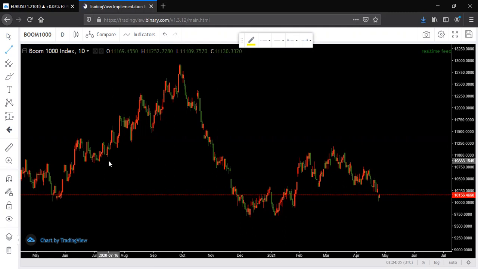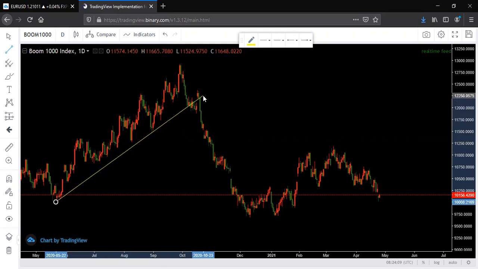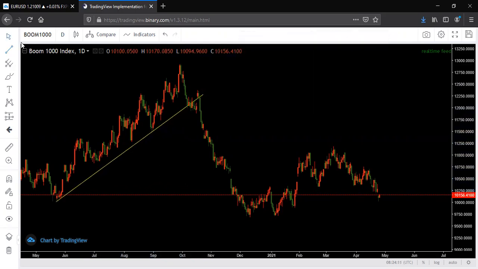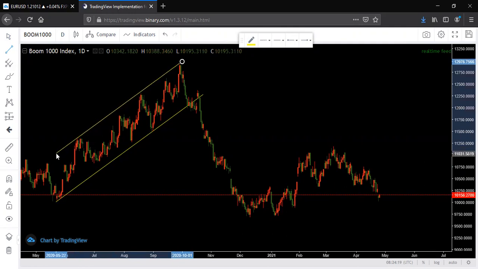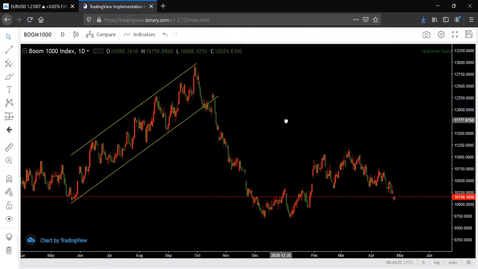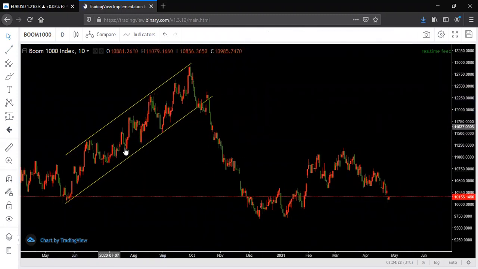So we had this uptrend from this point up to this point. I think it was 2020 last year. So you see, we had this big correction to the upside, then boom to the downside. So this was a correction.